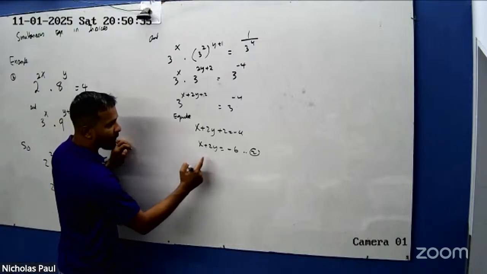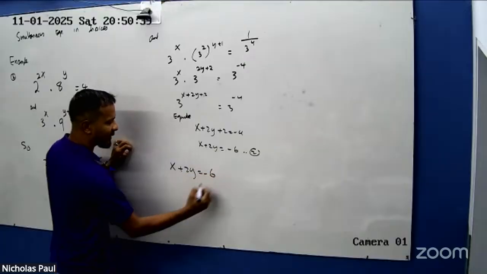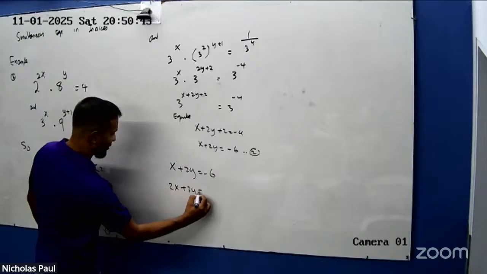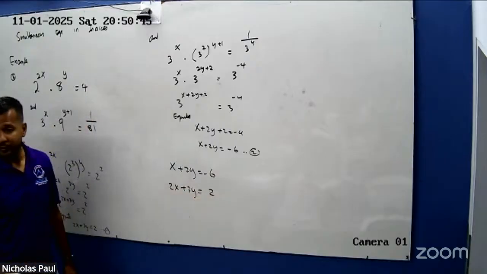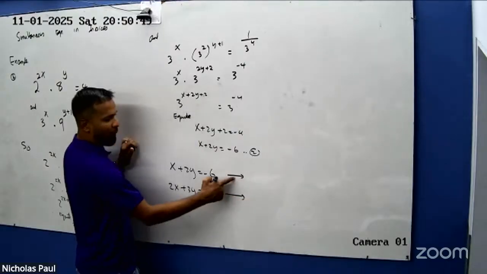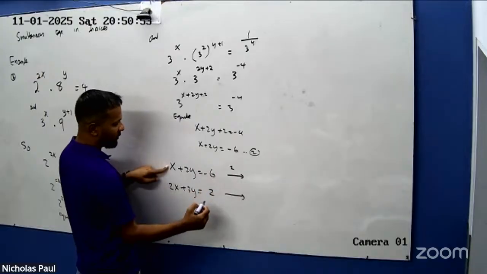So I'm going to put them. I'm going to put x plus 2y is minus 6, and I'm going to put 2x plus 3y is 2. Based on what we did last week, anybody remember what to do? What do I multiply this by? Coefficients here, coefficients here.